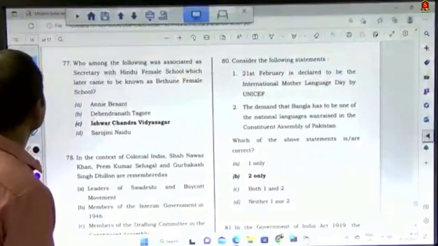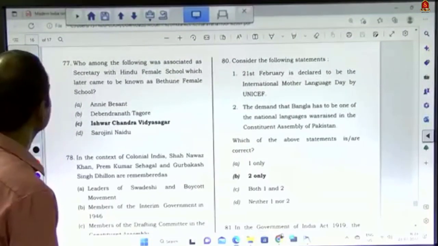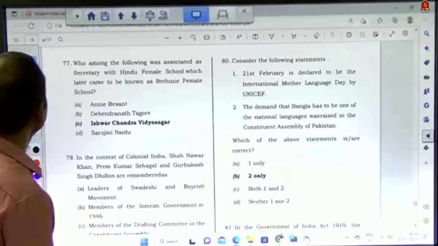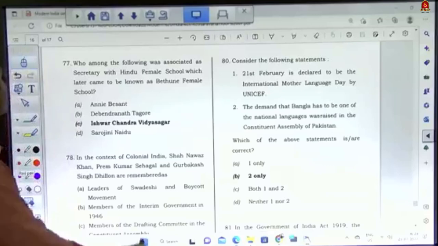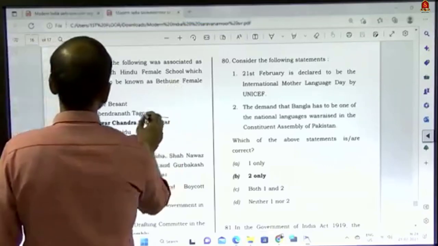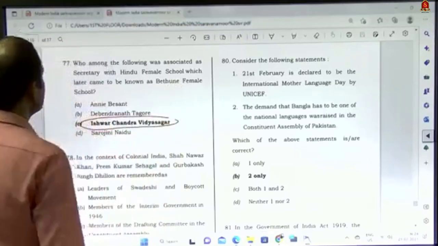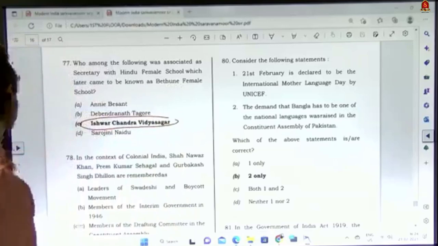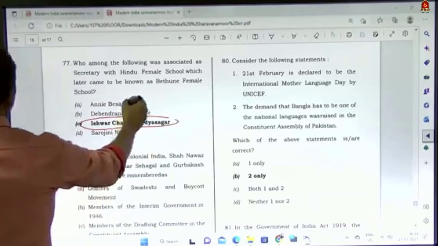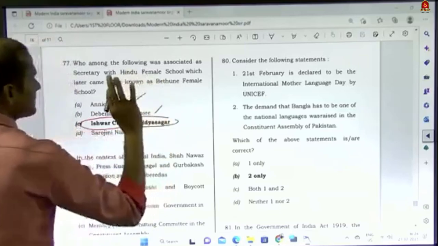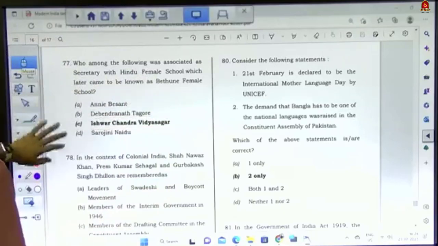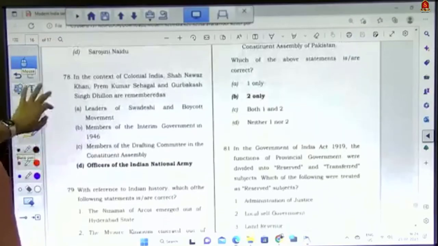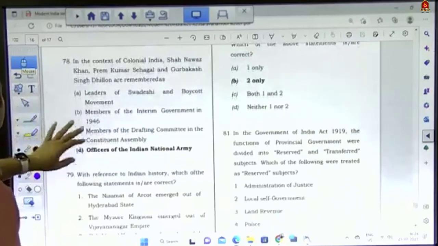77. Who among the following was associated as secretary with the Hindu Female School, which later came to be named Bethune Female School? Ishwar Chandra Vidyasagar. It is now located in Calcutta. Now it is Bethune College. It's a well-known thing. Annie Besant is Theosophical Society, Banaras Hindu University. Devendranath Tagore, Tattvabodhini Patrika. Sarojini Naidu was related to the political upliftment of women.